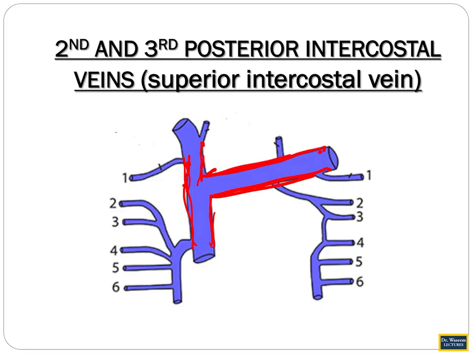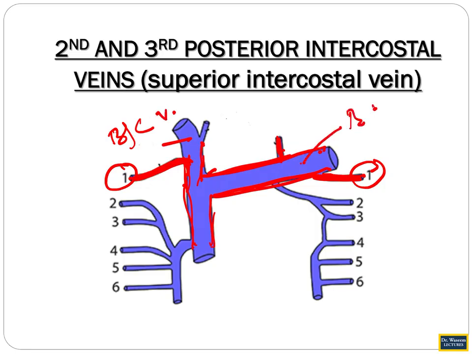So the supreme intercostal vein drains into the brachiocephalic on its own side. This is the right supreme intercostal vein, and this is the left. They are draining into what? The brachiocephalic vein on the right and left side. This is first here and first here. This is called the supreme intercostal vein.